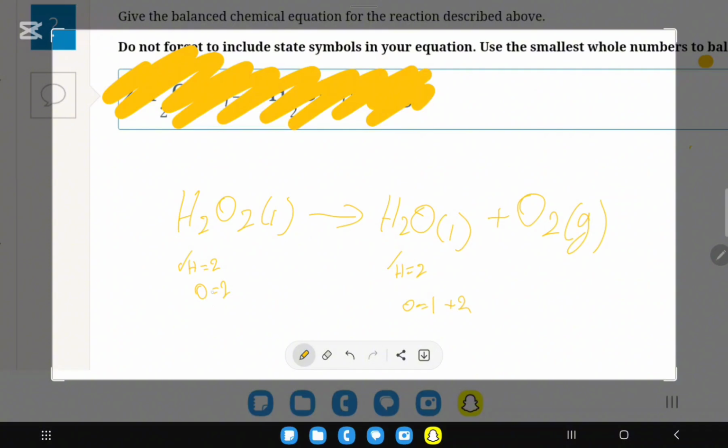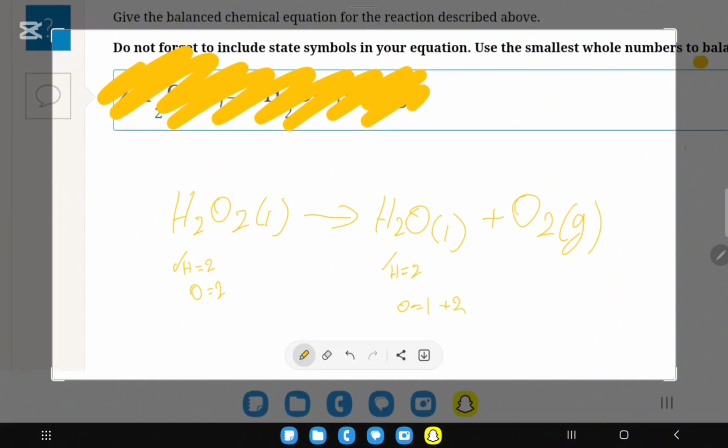Now oxygen, we have O2 and O is 1 and 2. So it's 2 and 3. Most of the time when it's 2 and 3 you have to make it 6. But we do by 3 here, by 2 here and 2 here. Balancing equations is a trial and error. You see what works and what doesn't.